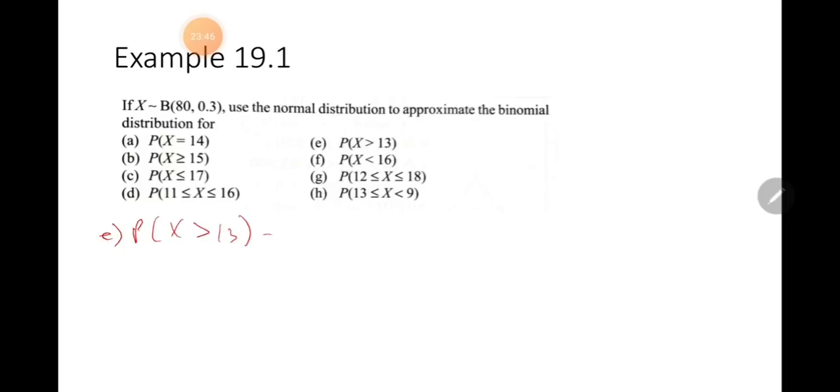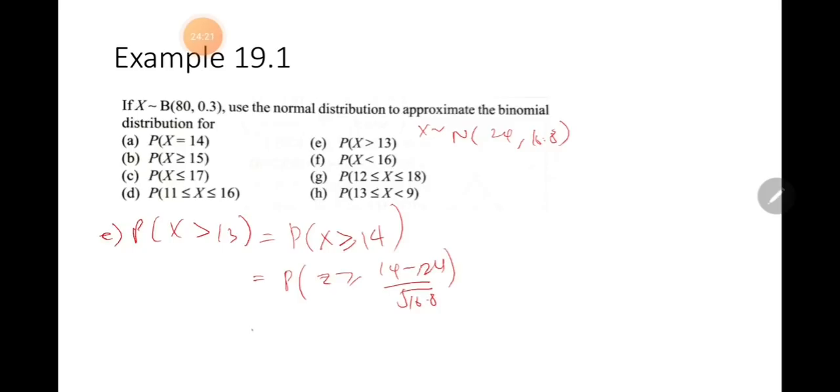You have P X greater than 13. Remember, X is binomial, so it's discrete. So X greater than 13 is actually greater or equal than 14. But since we want to approximate with the normal, X will follow normal 24 and 16.8. Just now, we change X to Z by subtracting the mean, which is 24, dividing by the square root of 16.8. Wait, I forgot. You need to do the continuity correction first. So P X greater or equal than 14, so 14, 15, 16, but you need to close the gap before 14, so you do continuity correction, you make it 13.5. Alright, so it will be 13.5 minus 24.